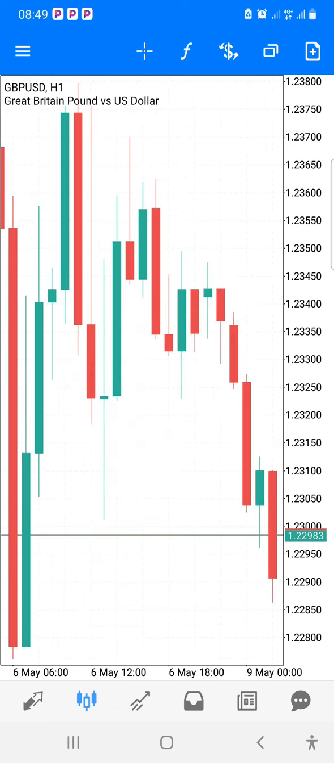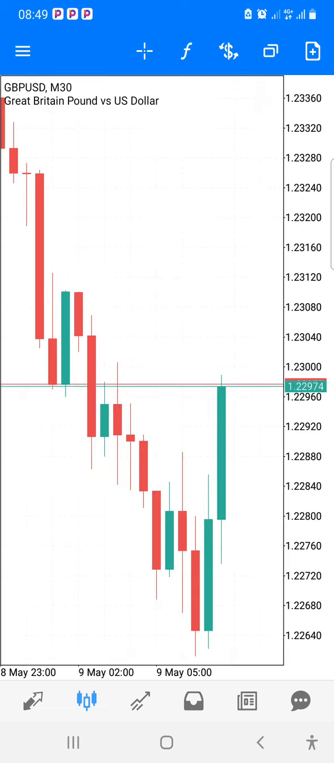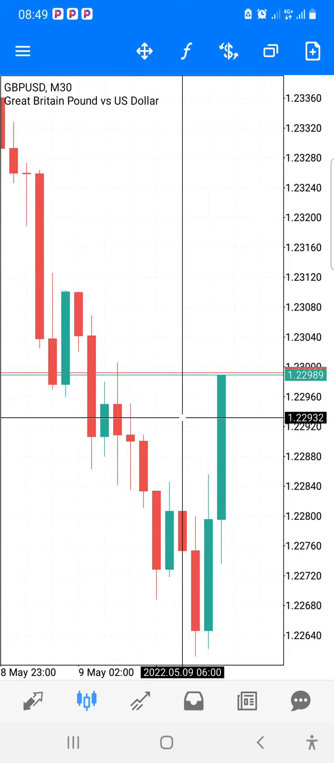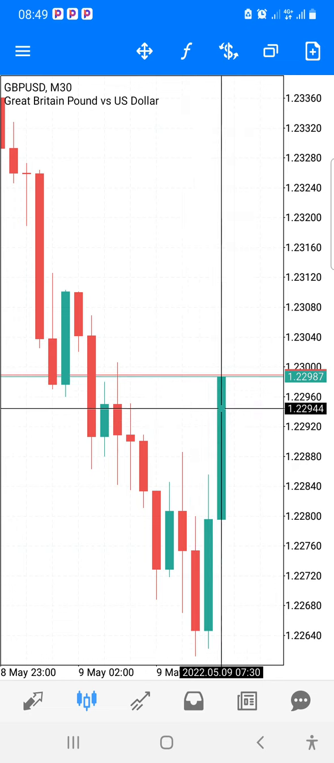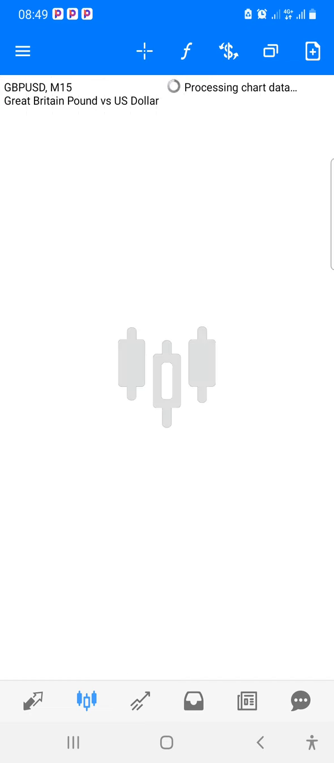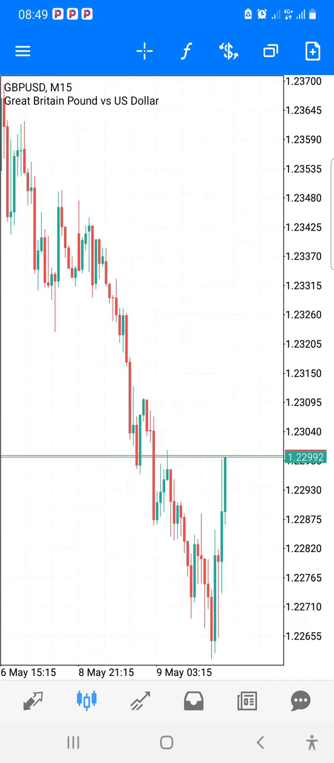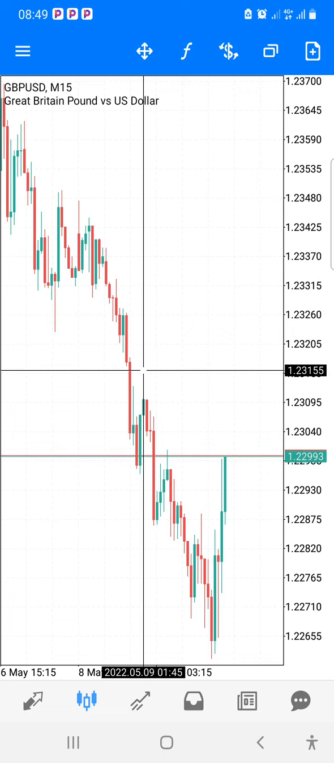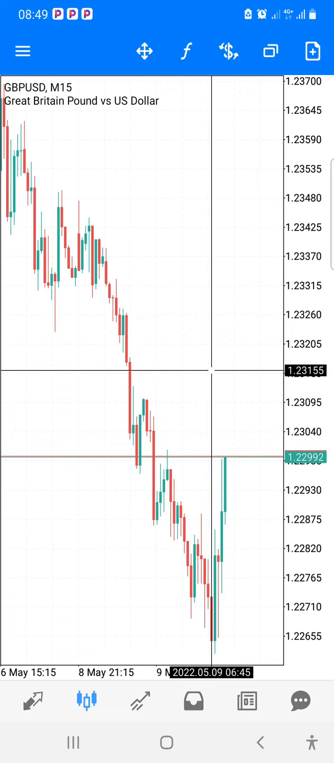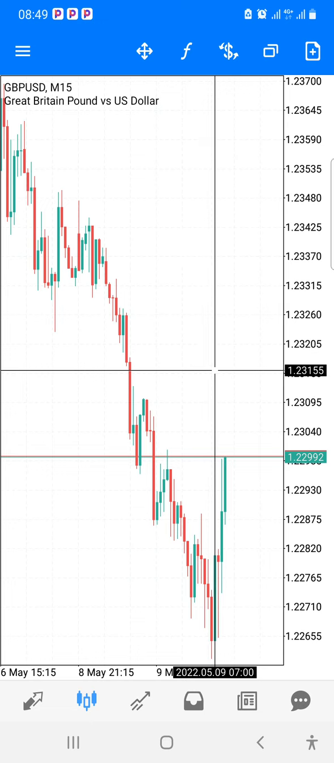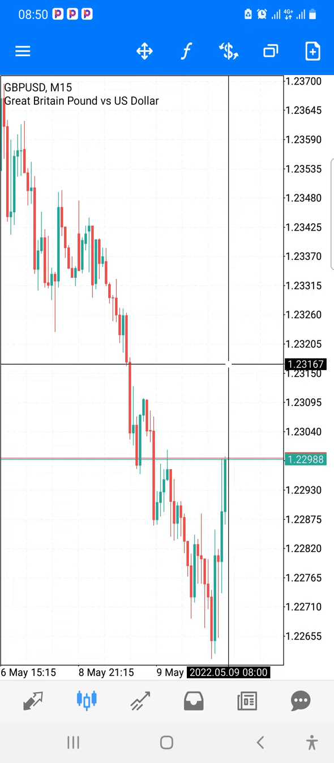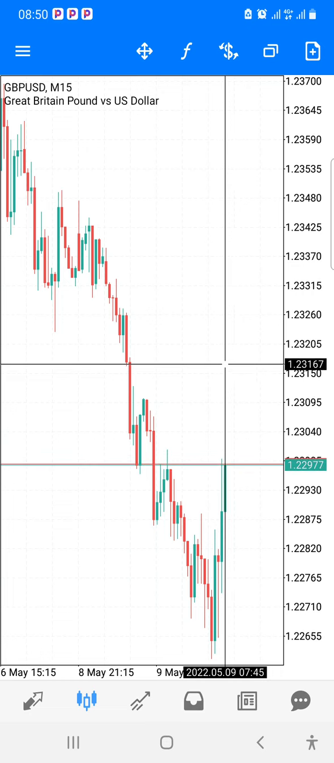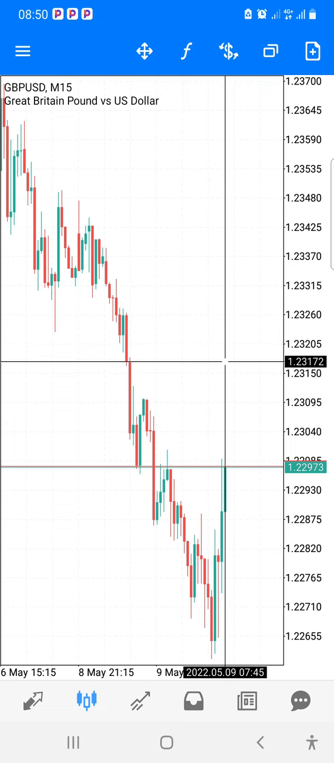Now let me do something. M30. This means that 30 minutes per candle. You can see 6 o'clock, 6:30, 7 o'clock, 7:30 currently running now. Then 15 minutes. You can see 6:45, 7 o'clock, 7:15, 7:30, 7:45 currently now. So that's pretty much the logic.